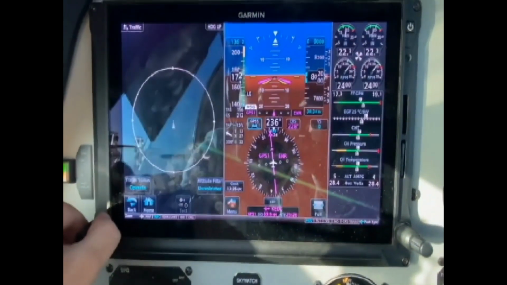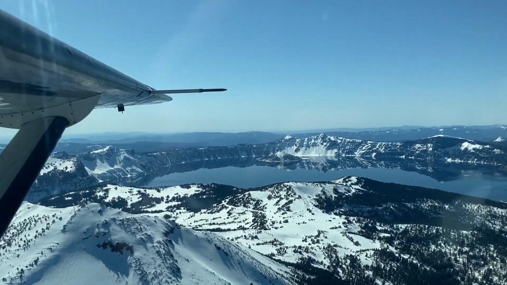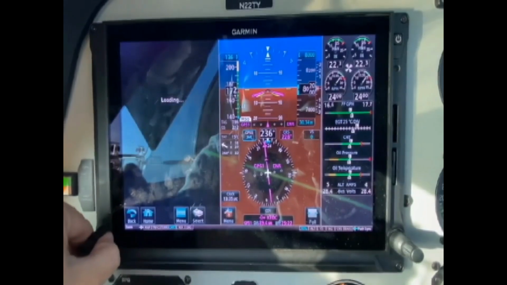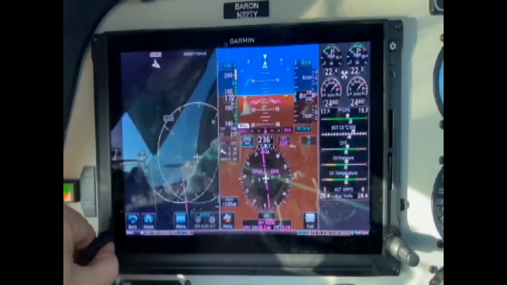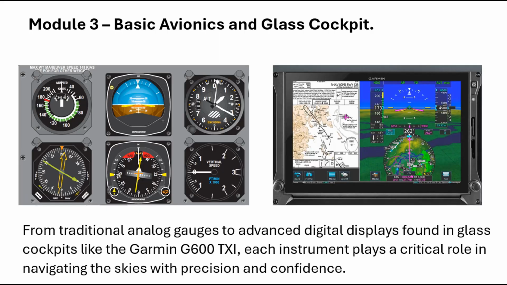Avionics form the backbone of modern aircraft systems, encompassing vital instruments that ensure safe and efficient flight operations. Understanding these fundamental components is crucial for pilots, as they provide essential information about the aircraft's position, orientation, speed, and altitude. From traditional analog gauges to advanced digital displays found in glass cockpits like the Garmin G600 TXI, each instrument plays a critical role in navigating the skies with precision and confidence.